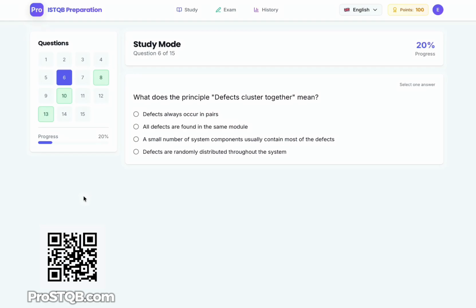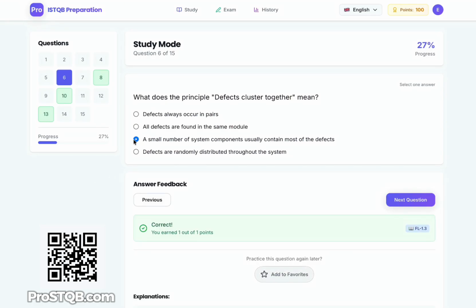This doesn't mean we ignore the rest of the system. It means defect history helps us decide where to spend more testing effort. Those components deserve extra attention because experience tells us they are more likely to hide additional defects. So the correct answer is C. And here is the exam rule. Defects are rarely spread evenly. Past defect history is valuable input when deciding where to test more deeply.